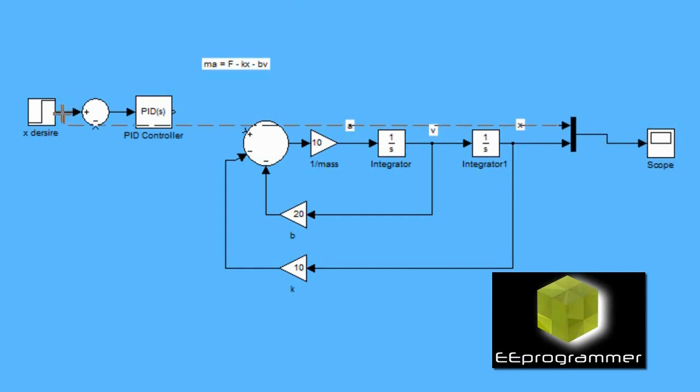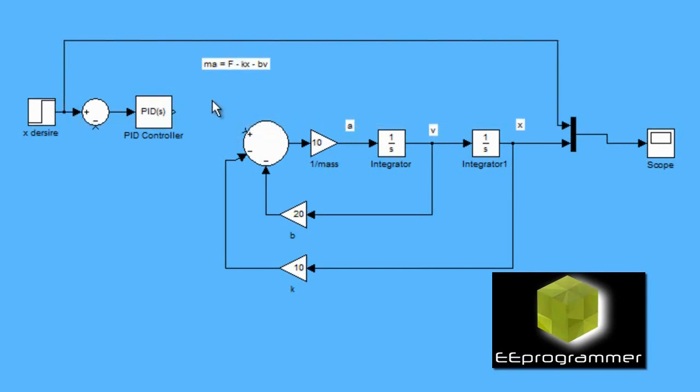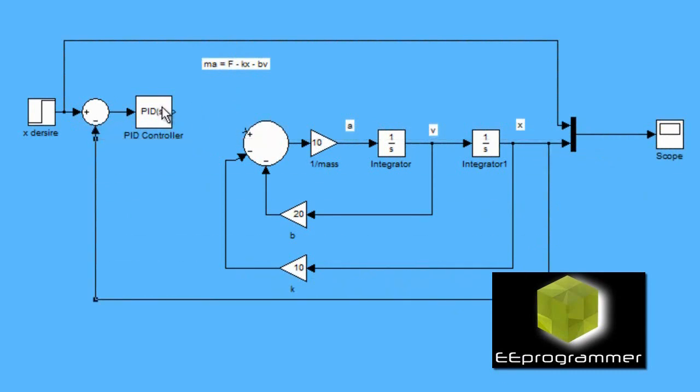In order to see two curves in one scope, we need to use this MUX connector. The desired input will be one of the curves into the scope. The other input to the scope will be the measured X value. The measured X value at the same time will go to the subtraction, the X error will come out, and the X error will get into the PID controller.